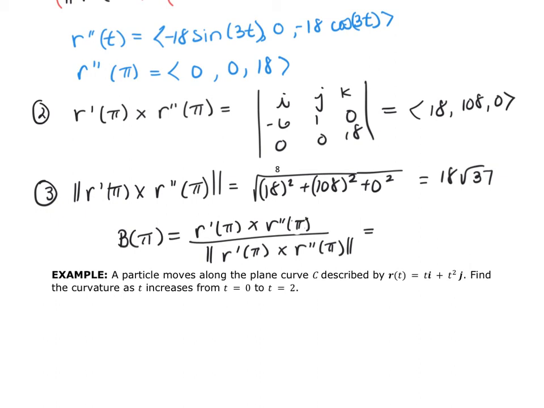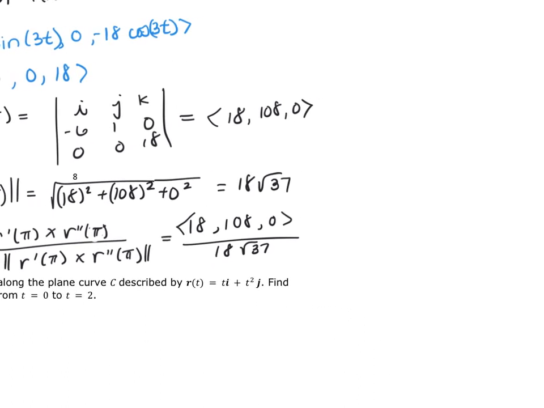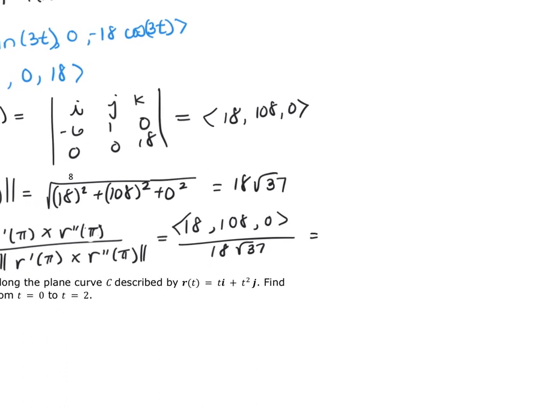So we end up with the cross product, which was, when I did the cross product, I got 18 and 108 and 0 divided by 18 root 37, which, believe it or not, does reduce. It reduces to, let me see, 1 over the square root of 37 will stay out, and I'll end up with 1, 6, and 0. So that is my binormal vector.